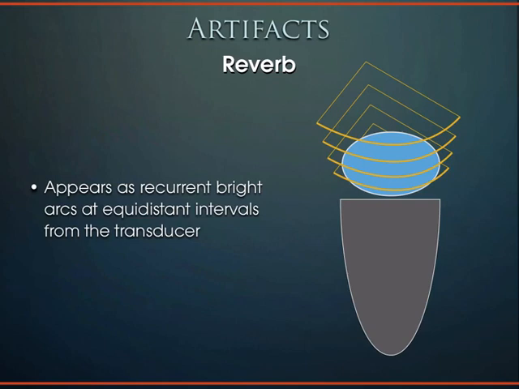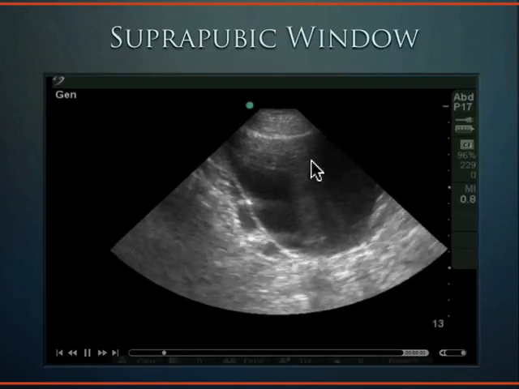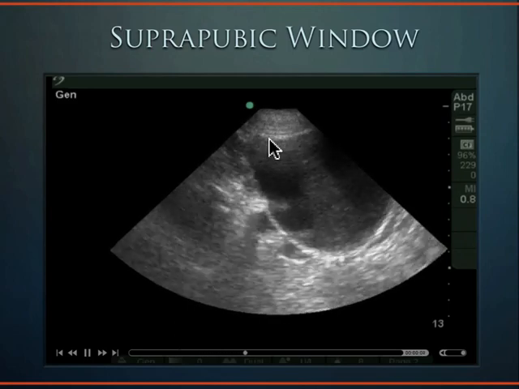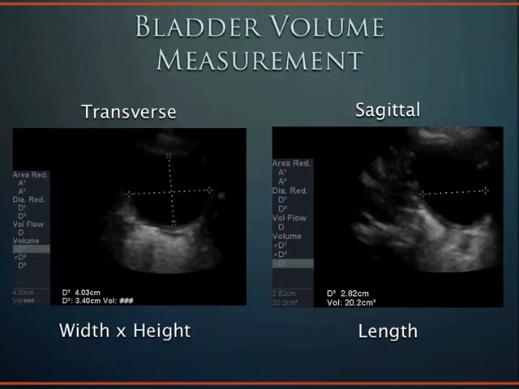Another type of artifact is called reverberation artifact or reverb, which is where you have equidistant bright arcs that come down from the transducer. We see that a lot too with the bladder. We see these equidistant arcs coming down here through this bladder here. We see that a lot when we're looking at the bladder.